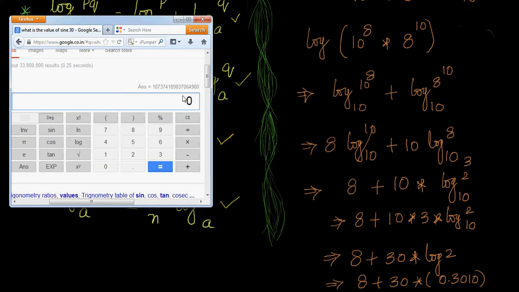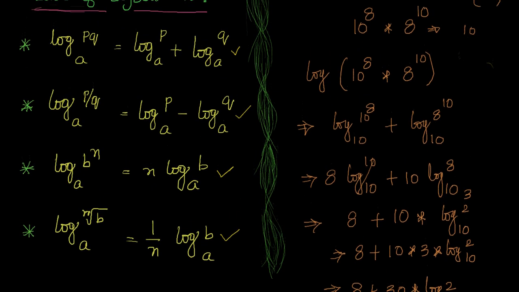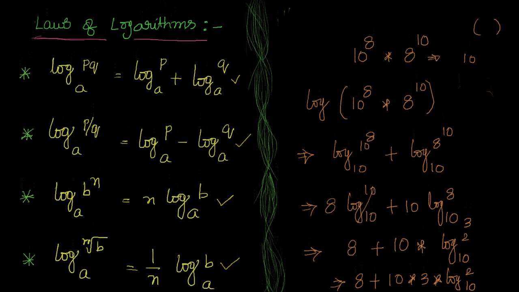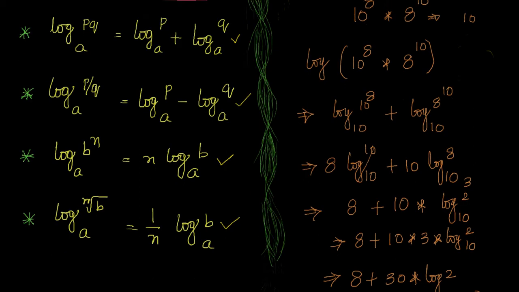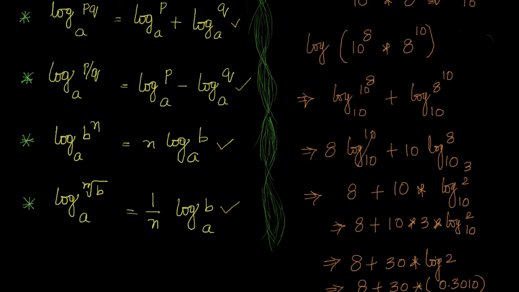Okay, now I have the calculator up, so we can check this. What we are trying to do here is find out the value of 10 to the power of 8 into 8 to the power of 10. Now you have the calculator, you can do that. Earlier, how they used to do it is apply log on this. Now the logarithmic law says that this becomes individually an addition. Now there is a logarithmic table which will give me the value of the logarithm of 2.